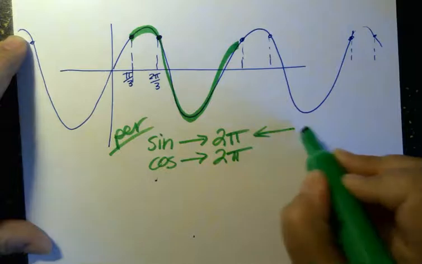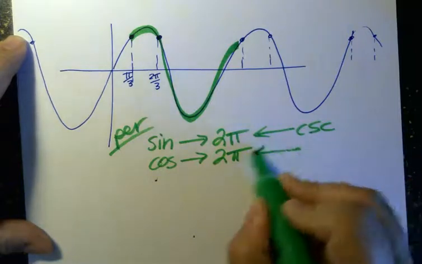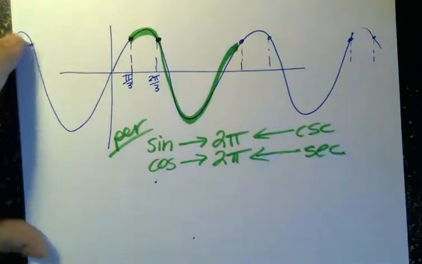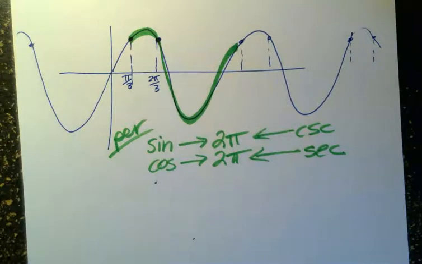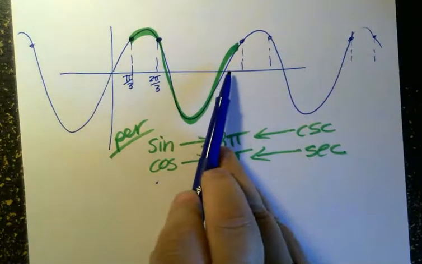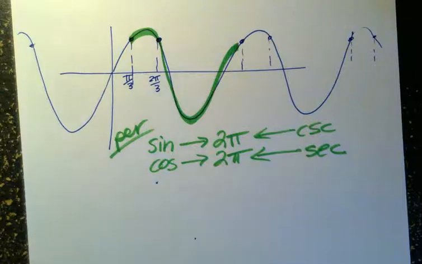The period for cosecant or secant, which go with sine and cosine, is also 2 pi, because that's how far on the x-axis I have to go before I get back to the same spot. But what about tan? Tan and cotan do not have a period of 2 pi.